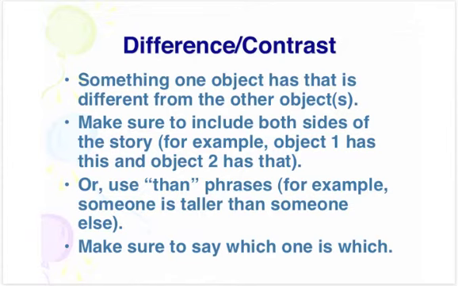You can't just say that one object is green. Okay, well, what about the other object? You're also going to find yourself using than phrases. For example, someone is taller than someone else. That's a good way to answer a difference question as well. And make sure that you say which one is which.